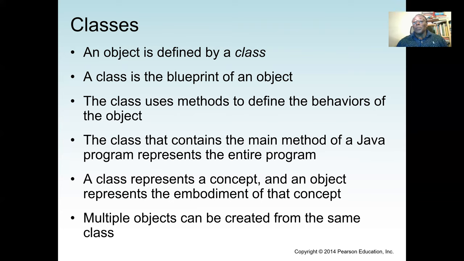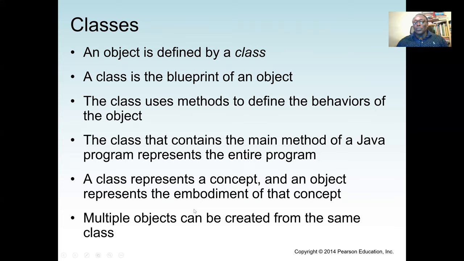Behavior always corresponds with the methods. Sometimes I may use the term function, but there's a difference between a function and a method. Both consist of statements or expressions to perform a specific task. But the difference is that a function does not belong to a class, but a method belongs to a class. So we always use the term method. Anytime we use the term method, we are referring to a function that belongs to a particular class. A class that contains the main method of a Java program represents the entire program.